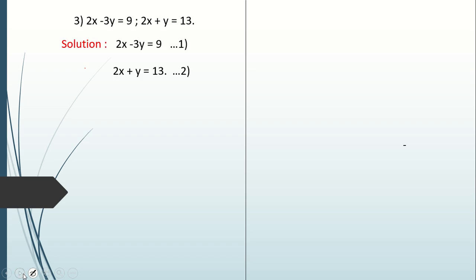Now third sum, in a similar way, equation number 1, 2x minus 3y is equal to 9, and equation number 2, 2x plus y is equal to 13. This is equation number 2. Now see what is easier to get cancelled. 2x, you can see 2x. So when you subtract, this 2x is getting cancelled. So see here, you have 13 and you have 9.